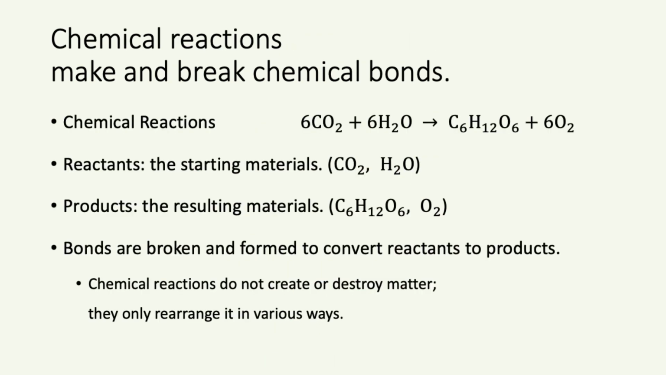Chemical reactions make and break chemical bonds. In a chemical reaction, the starting materials are called the reactants. The materials resulting from the chemical reaction are the products. The composition of matter is changed as bonds are broken and formed to convert reactants to products. Notice that the same numbers of hydrogen, carbon, and oxygen atoms appear on the left and right sides of the arrow, although they are grouped differently. Chemical reactions do not create or destroy matter, they only rearrange it in various ways.